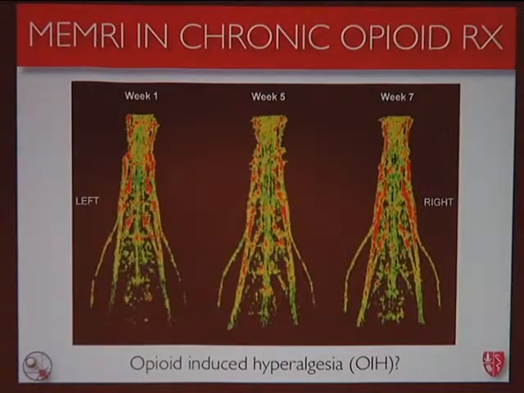It turns out there's this phenomenon called opioid-induced hyperalgesia, which Linda talked about yesterday. If you give an animal opioids every week, you can actually see progressive increase in manganese uptake and therefore calcium uptake. And these animals would actually behave in more pain over time, having taken more opioids over time. So opioid-induced hyperalgesia is measured by MEMRI.